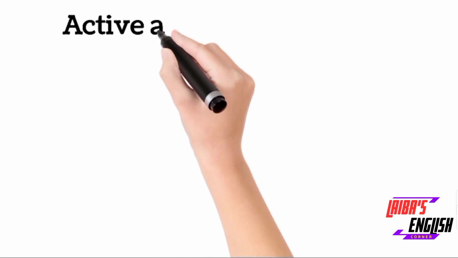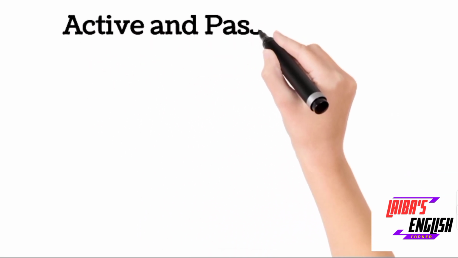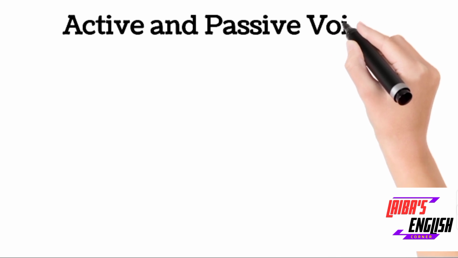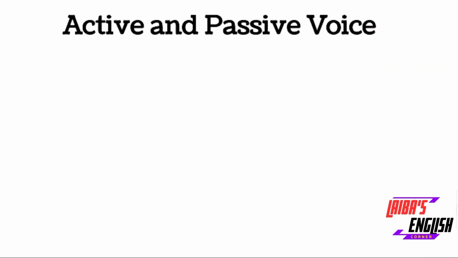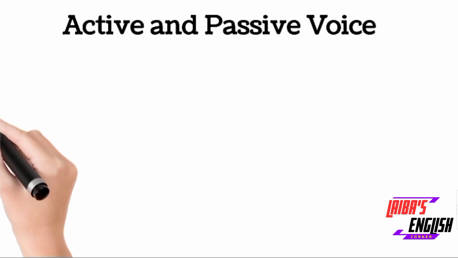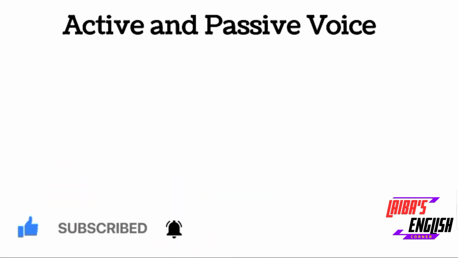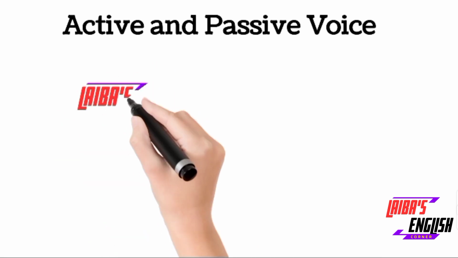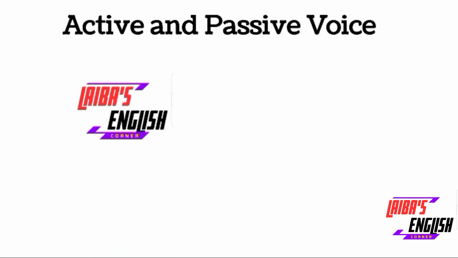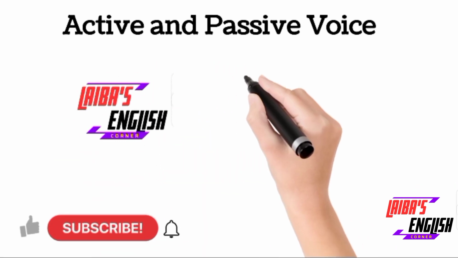Active and passive voice are very important in English grammar, especially from the paper point of view. They are the most repeated questions which come in every year's question paper from 9th to 12th. So in today's video, we are going to discuss active and passive. We will discuss each and everything in detail.